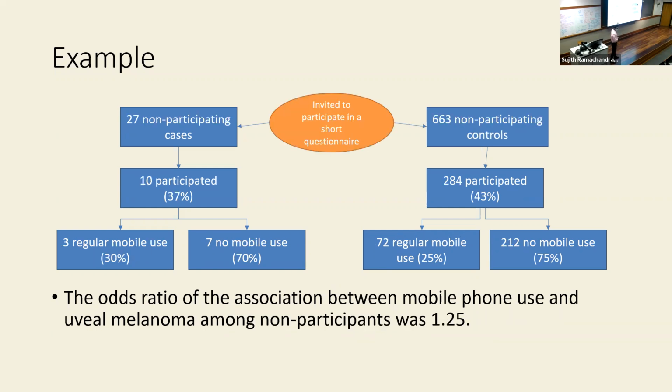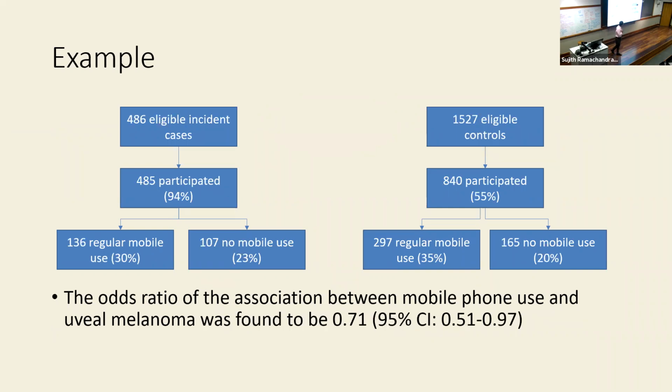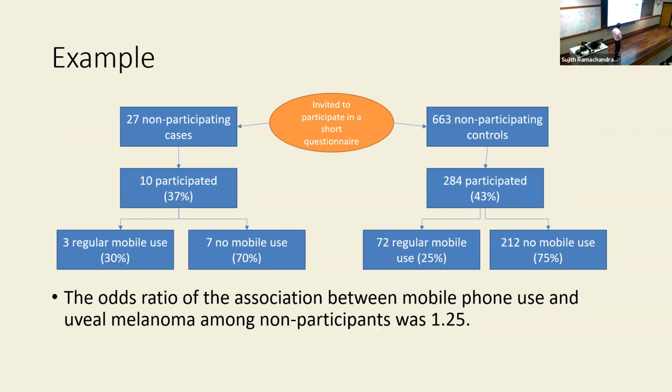But once you look at this data, which is from that short questionnaire that came after the original study, you know that there was selection bias. If you calculate that same odds ratio showing the relationship between mobile phone use and uveal tract melanoma, but among these non-participating individuals alone, you find that the cross-product ratio gives you an odds ratio of 1.25, whereas the original study odds ratio was 0.71, completely in the opposite direction. So you know there was selection bias because the non-participants have an association between these two variables that is different from your study population. All right.